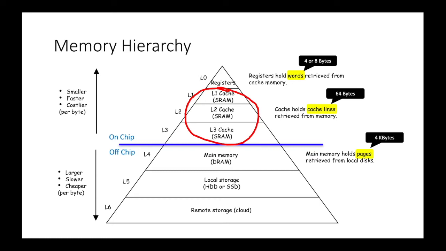Cache memories reside in the middle of the memory hierarchy, below registers and above main memory. Physically, they exist inside the CPU, so they are on-chip memories. They hold blocks of data or instructions retrieved from main memory.